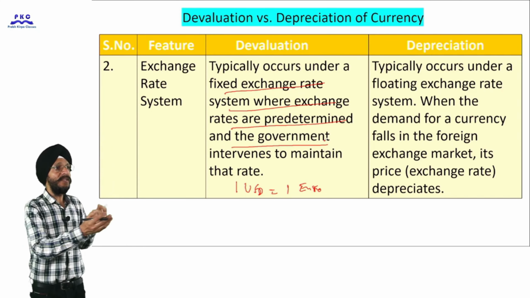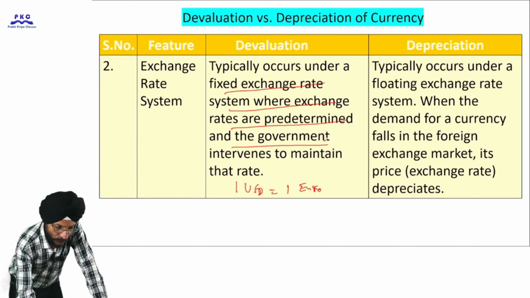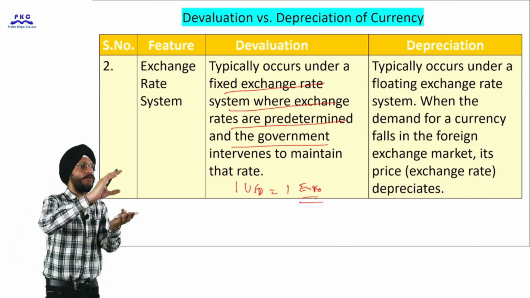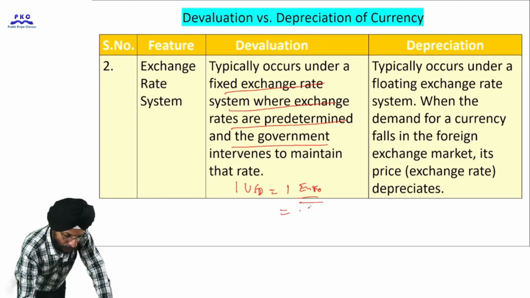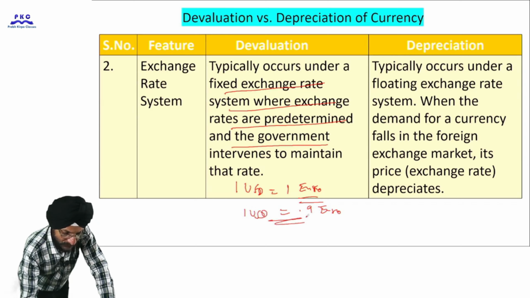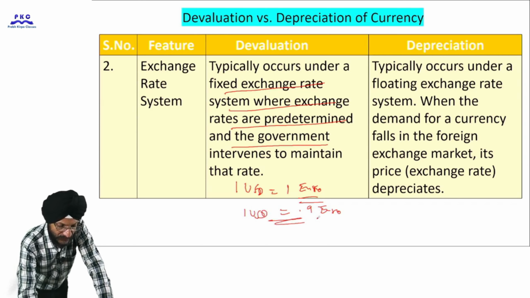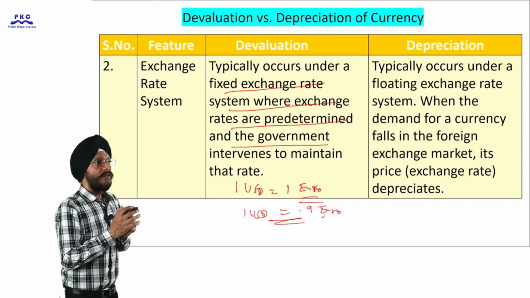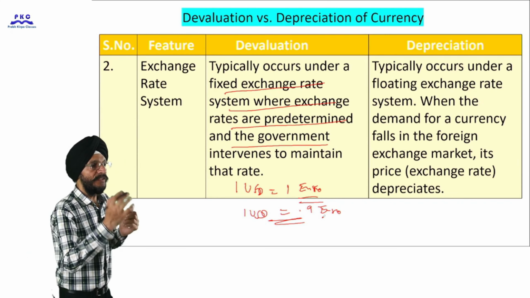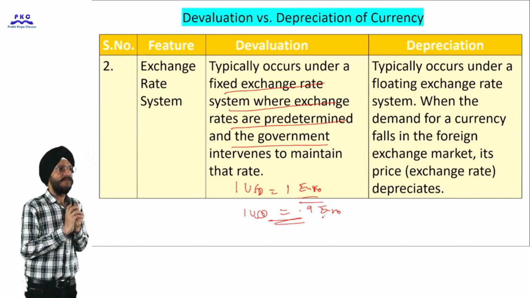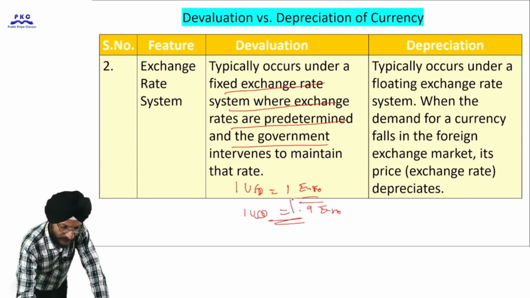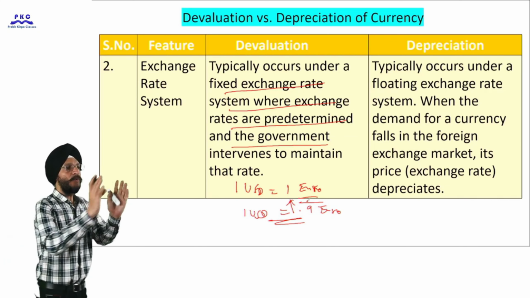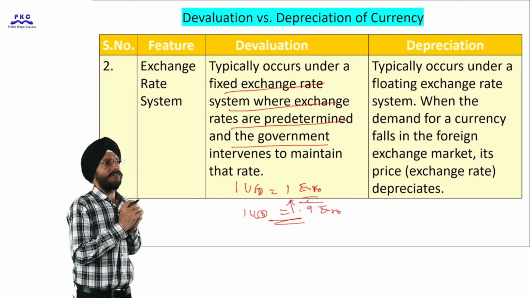Suppose the value of the euro increases and the European Union is following a fixed exchange rate system, and here 0.9 euro becomes equal to 1 US dollar. The government of the country may reduce the value of its currency to ensure that it again becomes 1 euro equal to 1 US dollar.